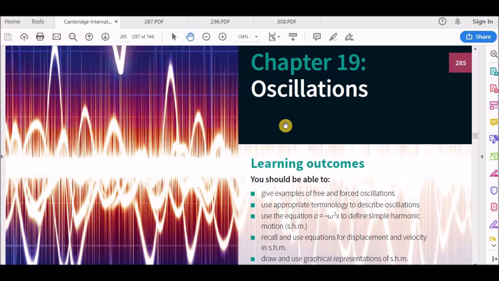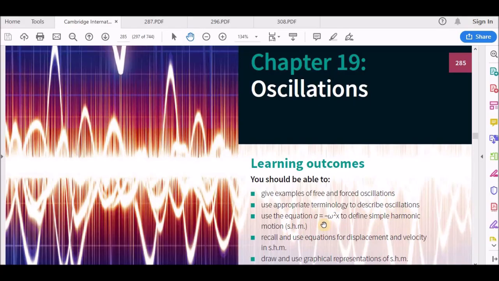The lesson today is Oscillations, chapter 19. This is about simple harmonic motion. After this chapter, you should be able to give examples of free and forced oscillations. Use appropriate terminology to describe oscillations.